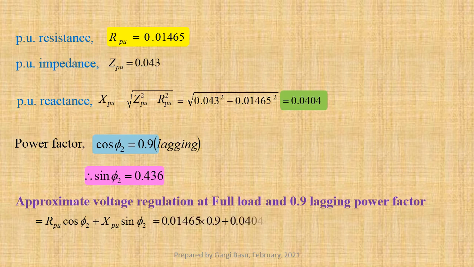0.01465 into 0.9 plus 0.0404 into 0.436. That gives us 3.08%.